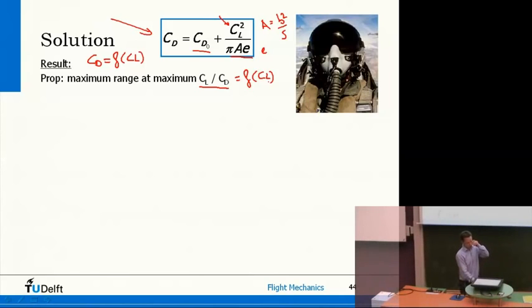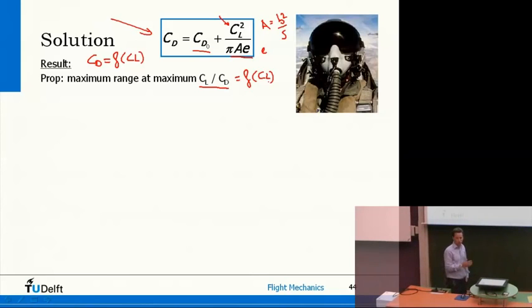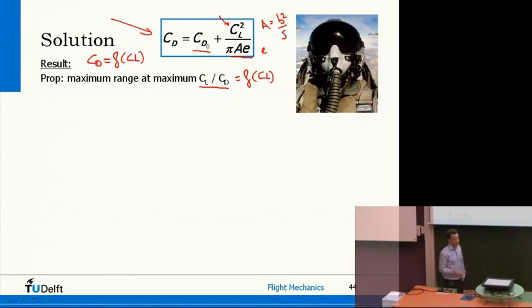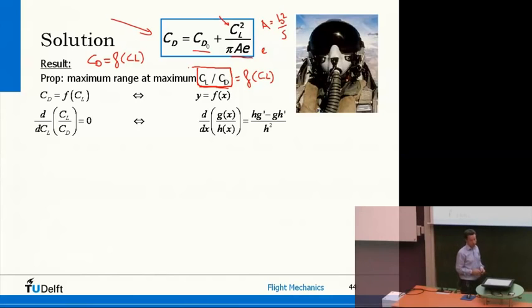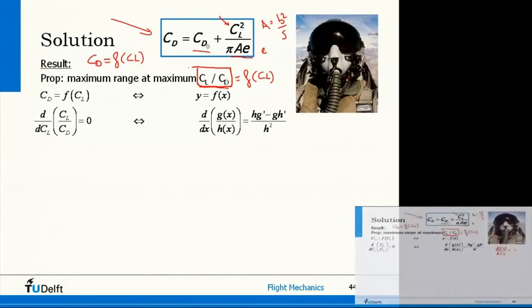So what you see here, I say drag coefficient is a function of CL. That's similar to saying y is a function of x. And since it's a function of CL, if I want to take the derivative, I have to take the derivative with respect to CL. So I'm taking the derivative of this whole CL over CD ratio, and I'm saying that's equal to 0. Now we have a CL and a CD, so what's important to note is that the derivative of CL with respect to CL is of course 1.